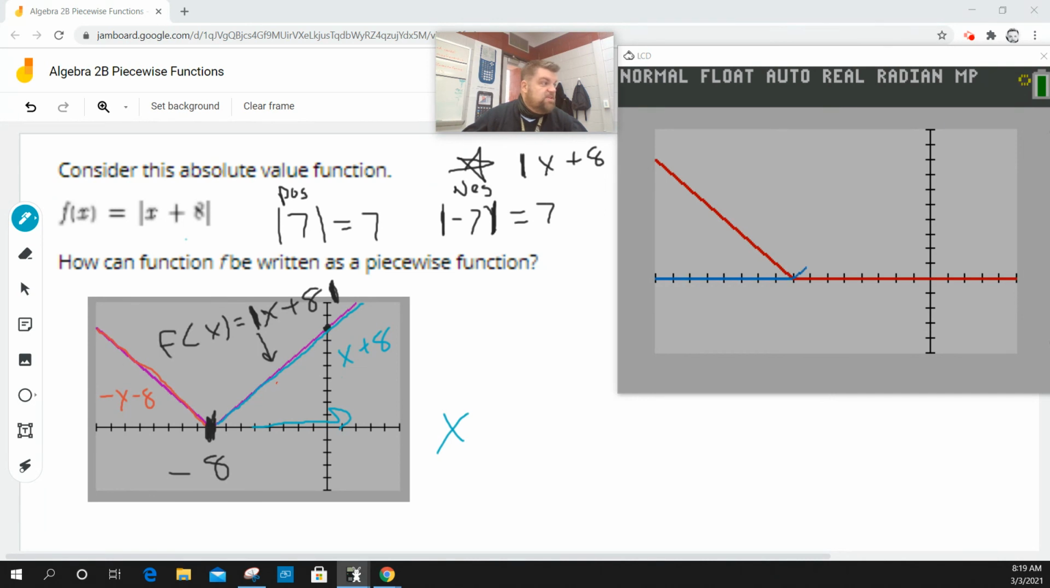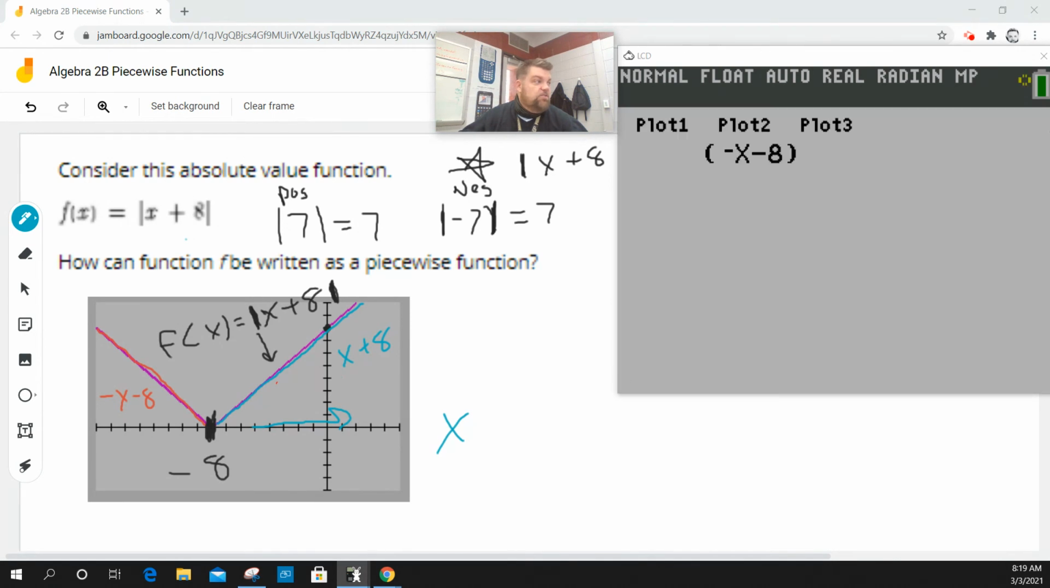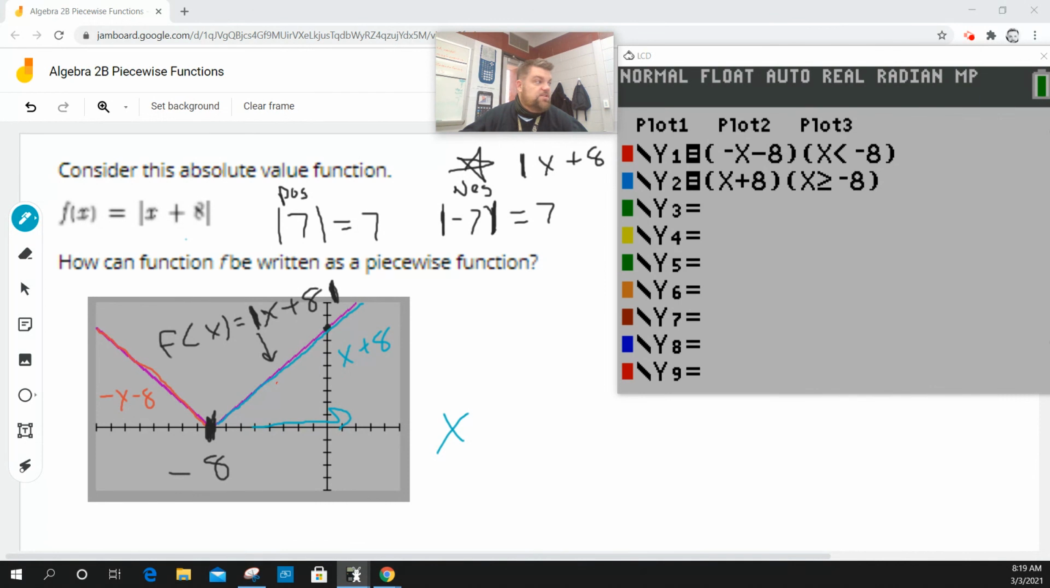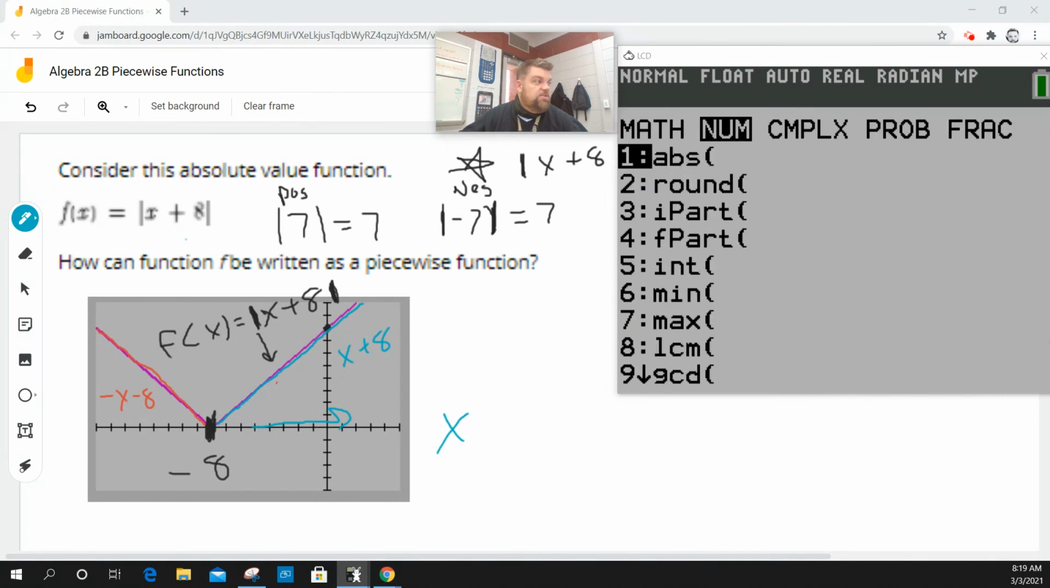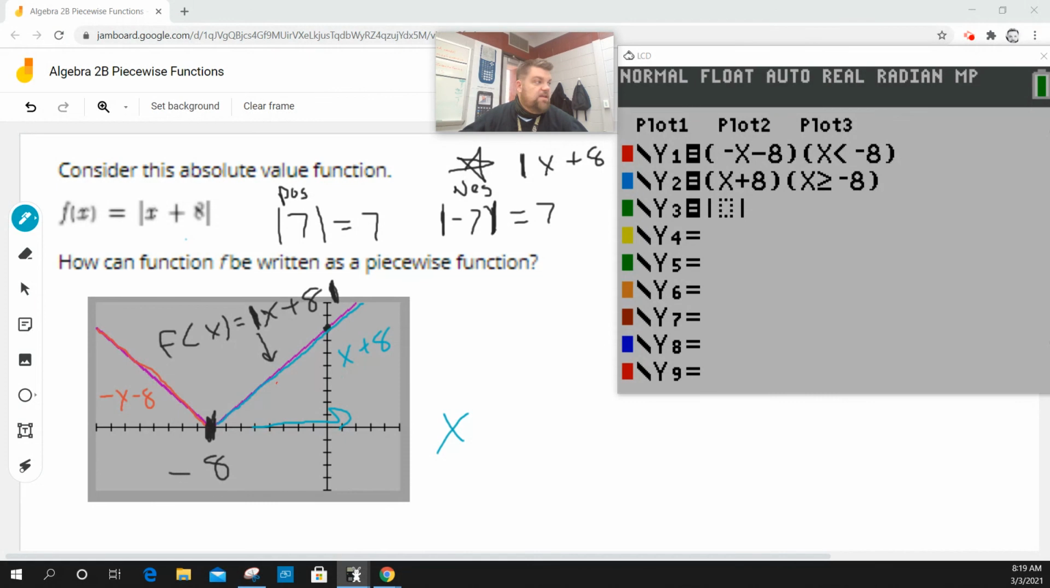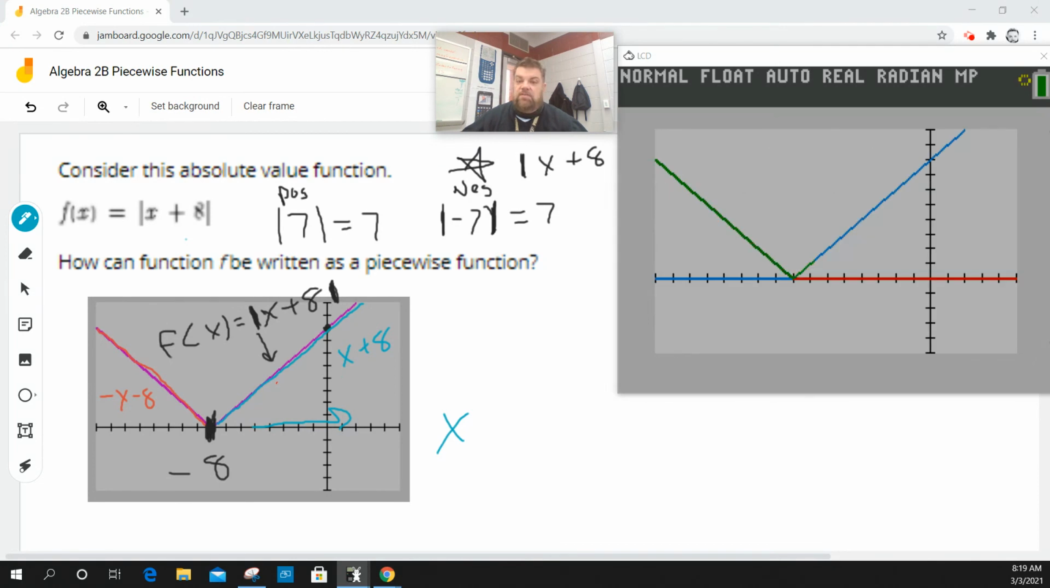So now when I graph it, uh-oh, I must have put something in wrong. Let's see. Oh, so it's the domain. Okay, so when you do it this way, it's going to graph the whole thing. But as you can see, it's the same graph. So I'm going to put on top of this the absolute value so you guys can see it. So we go to this menu, absolute value, x plus 8. So now it's going to graph that right on top of it. Okay? See how that worked? Same thing.